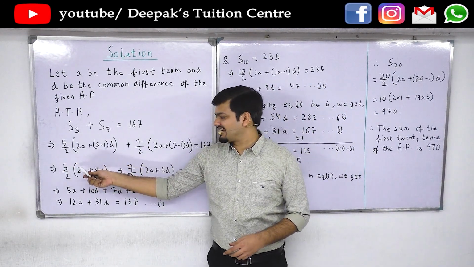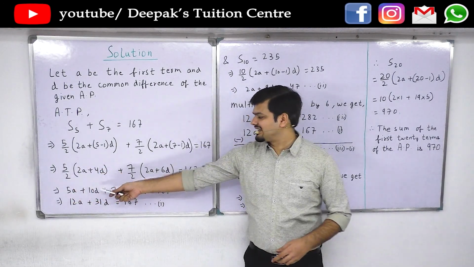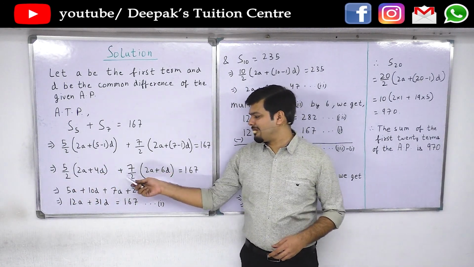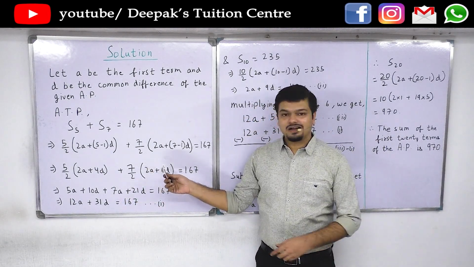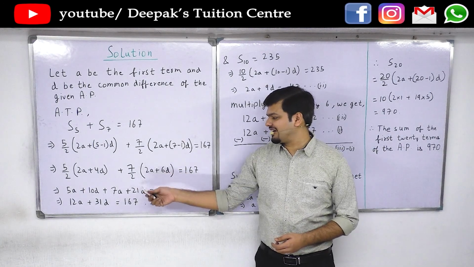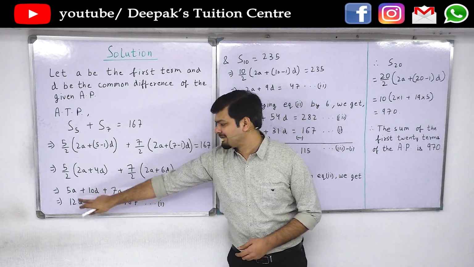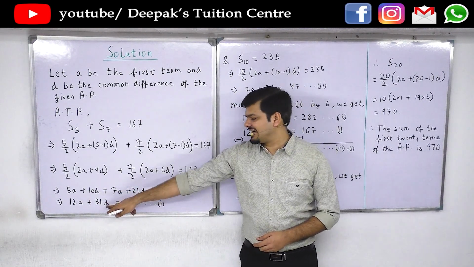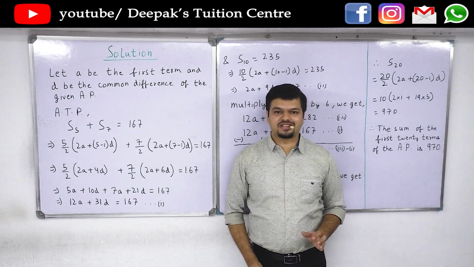So 5 into 2, 10, 10 by 2, 5. 5 into 4, 20, 20 by 2, 10. 7 into 2, 14, 14 by 2, 7. And 7 into 6 is 42, 42 by 2 is 21. So therefore 5a plus 7a, that is 12a, and 10d plus 21d, that is 31d, gives us 167. This becomes my first equation.